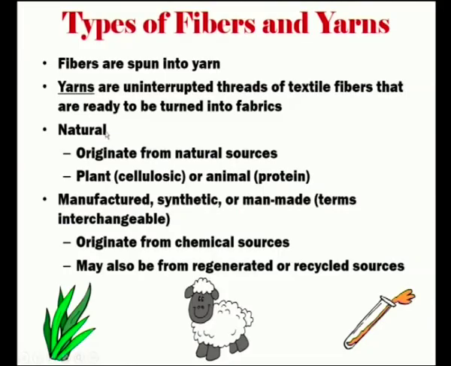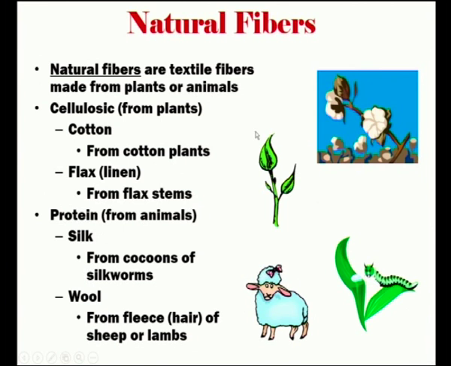Yarn may be natural, originating from natural sources, some of them plant or animal based, or manufactured, synthetic or man-made, that is artificial yarns originating from chemical sources, and may also be from regenerated or recycled sources. So, the first example shown here is natural fibers. Natural fibers are textile fibers made from plants or animals. In both ways, animals and plants can produce natural fibers.